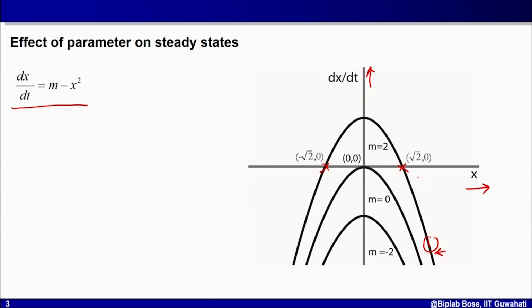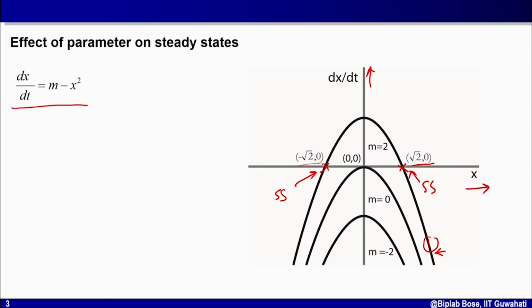So, at these two positions, dx/dt is equal to 0. That means this is one steady state. And this is also where dx/dt equal to 0. So, this is another steady state. This is a very easy way to identify the steady states in the dx/dt versus x plane. So, I have two steady states. I have considered m equal to 2. So, the first steady state is square root of 2 and 0, and the other one is minus square root of 2 and 0.